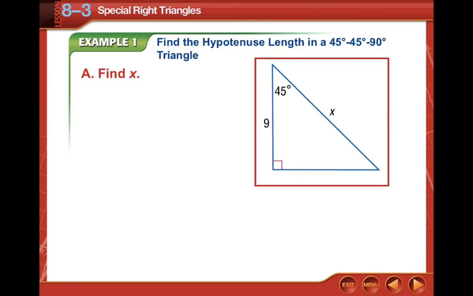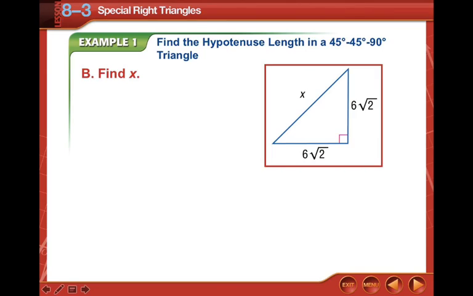So our next one here, again, we're finding x, which is the hypotenuse, but now our legs are 6 square root 2. So let's write everything out again, just like we did before. L is 6 square root 2. H is equal to x. And we know that H is equal to L square root 2. Now, since we already have the square root 2 in here, it's going to make it to where we have to multiply those together.